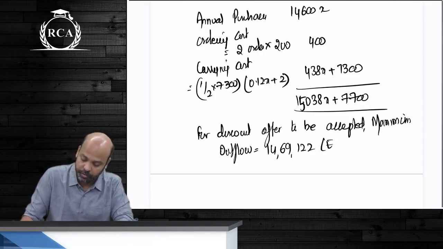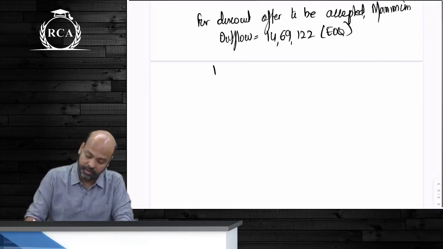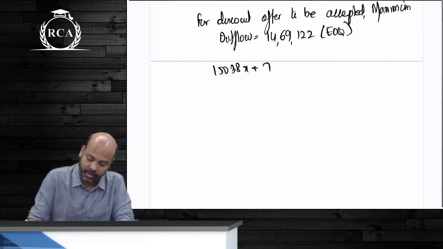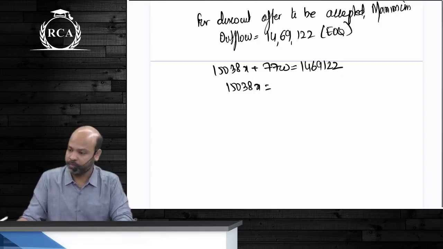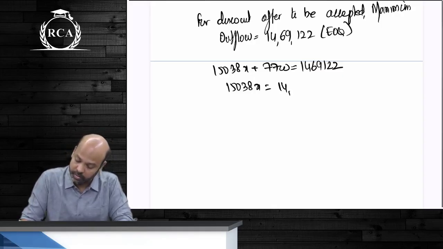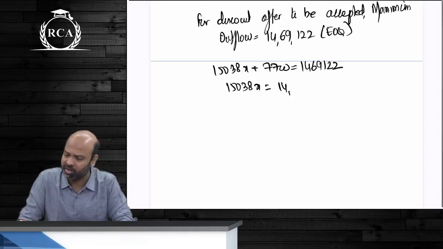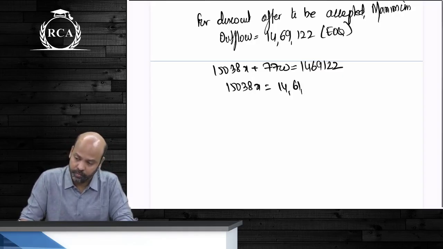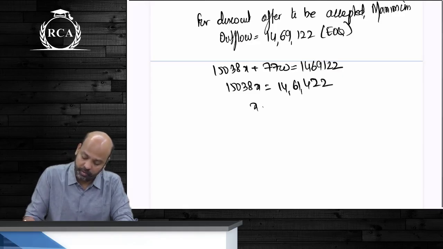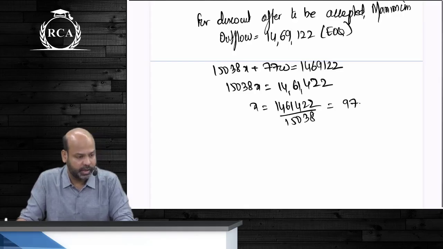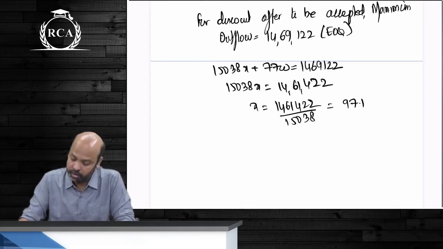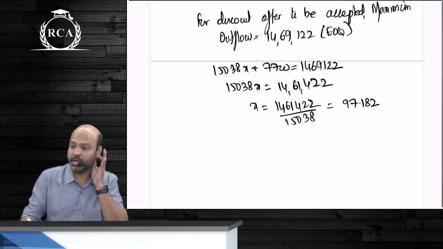This is the cost of EOQ. So I will write 15,038X plus 7,700 is equal to 14 lakh 69,122. How much will 15,038X be? 14 lakh 69,122 minus 7,700. Then divide that by 15,038, to 2 decimal points, 97.182 rupees. Are we clear, guys?